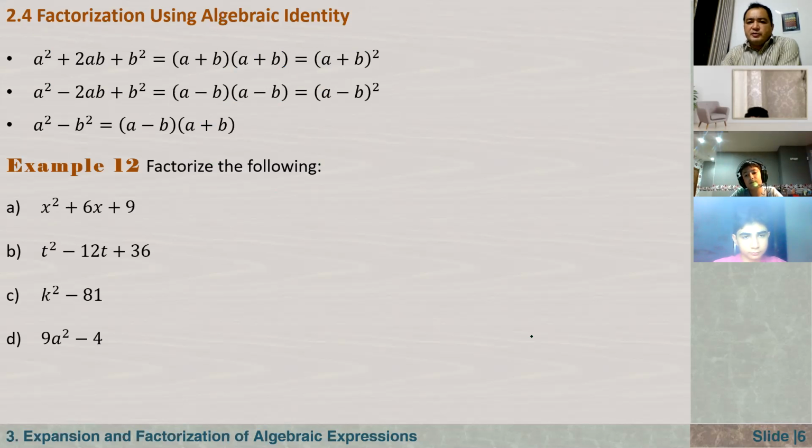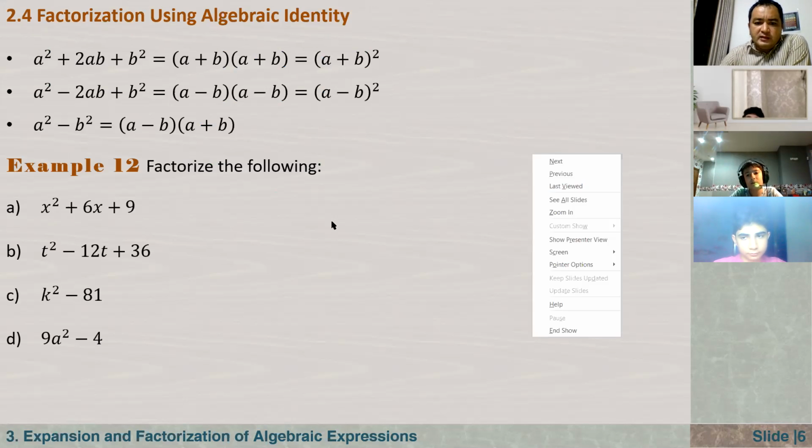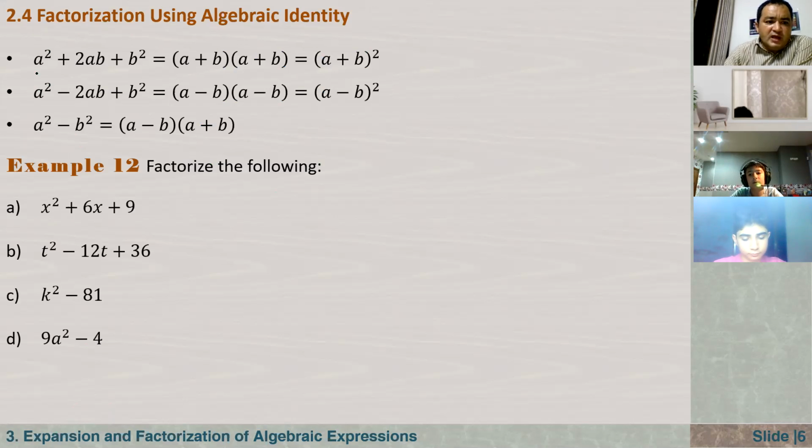Factorization using algebraic identity. And as you remember, we have already started these things, right? What is it? It's a perfect square. a squared plus 2ab plus b squared. That's equal to (a plus b) times (a plus b), or in more compact form, that's just equal to (a plus b) squared. And also you are familiar with this algebraic identity.